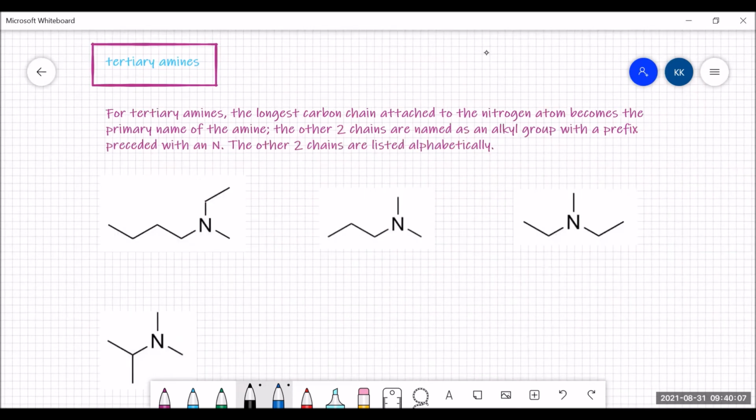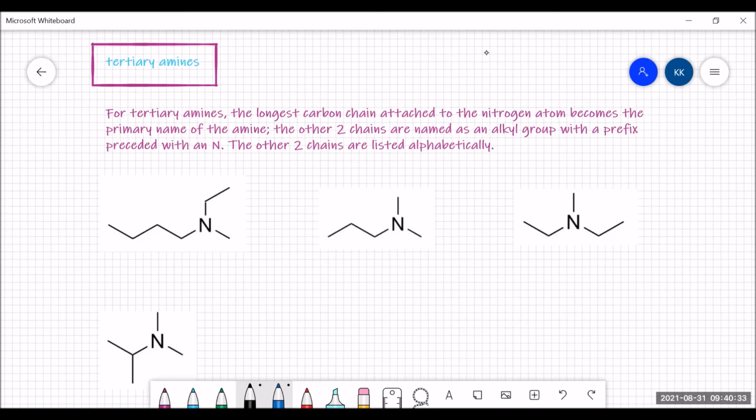Now, when it comes to tertiary amines, we're just doing an extension of what we did with the secondary amines. You choose the longest carbon chain to have the suffix amine, and the other 2 chains are named as alkyl groups. Both of them have to be preceded with an N in italics, and they're listed in alphabetical order.